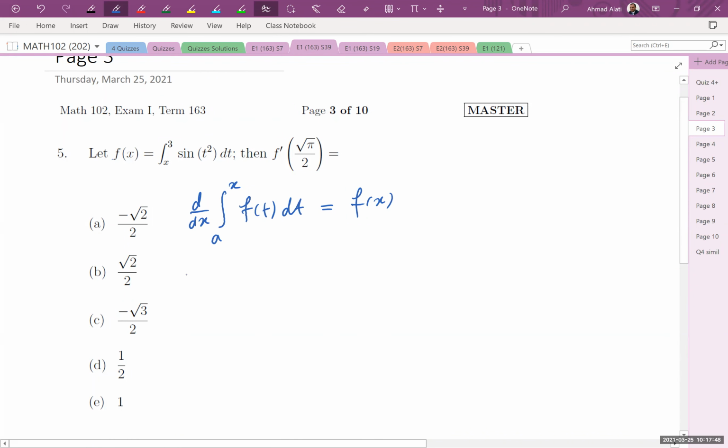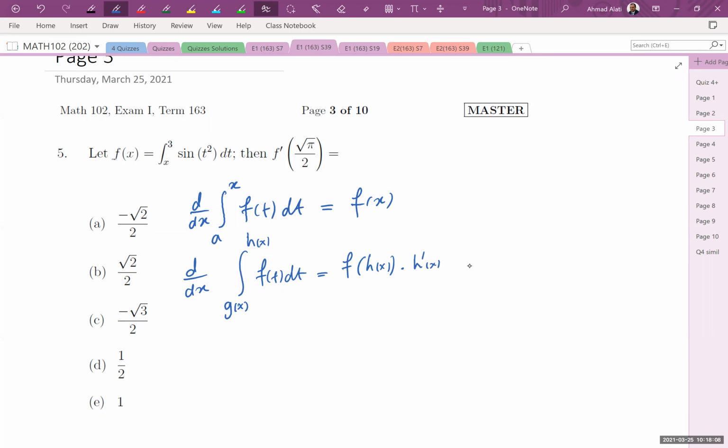So in general, the generalization of this is as follows. When you have the integral of f(t) dt from, let's say, g(x) to h(x), this is the Leibniz rule for differentiation. It will be f at the upper limit multiplied by the derivative of the upper limit, minus f at the lower limit multiplied by the derivative of the lower limit. This is, of course, the generalization of this.